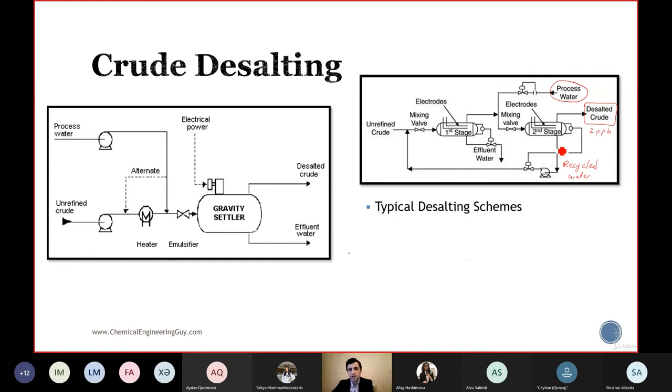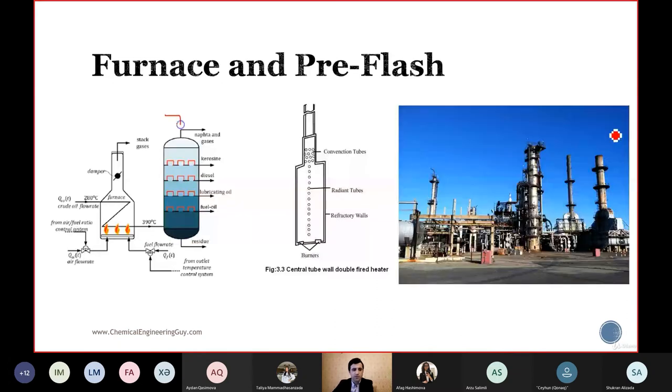And then the desalted crude is sent to the distillation tower, furnace and pre-flash. Most of the time we have furnaces before the distillation columns because we need to achieve the desired temperature first. Let's say here it's around 400 degrees. To achieve this, we need the furnace.